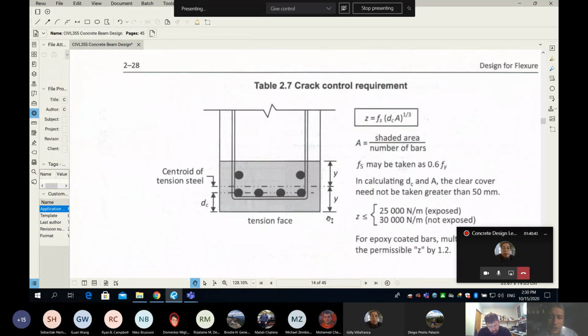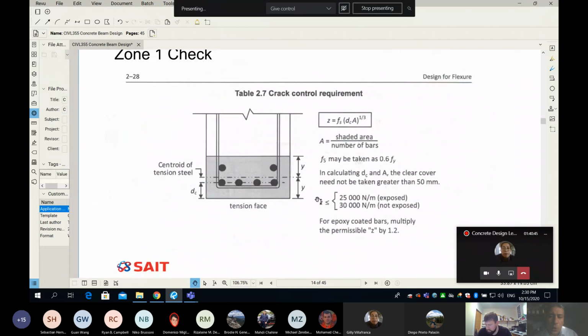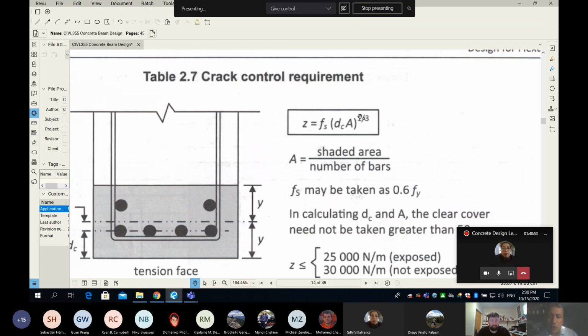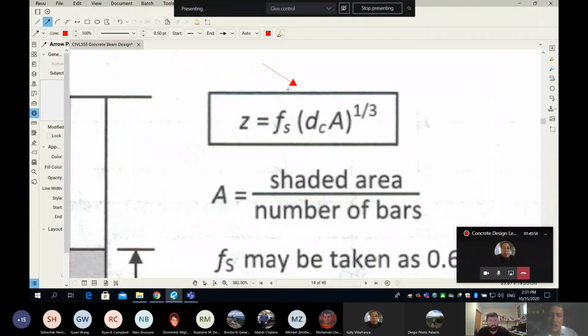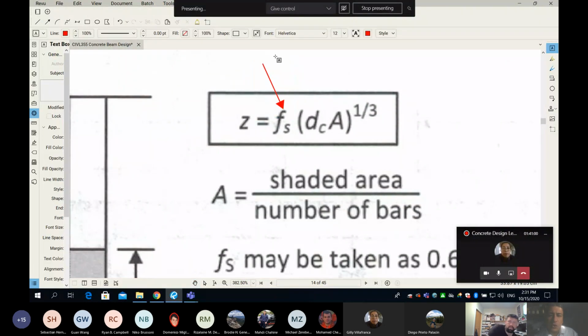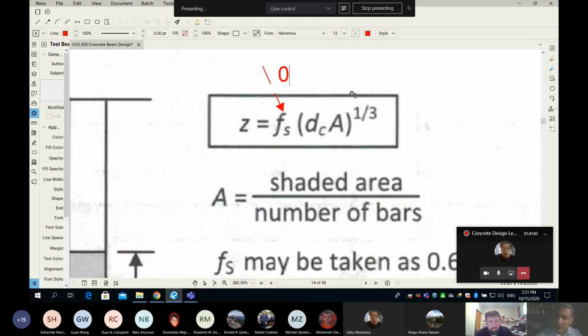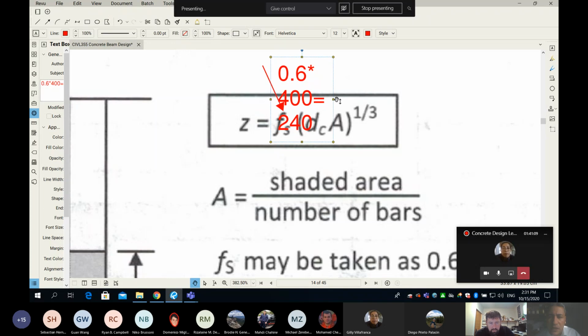You can see this is another table from the code, where you have a graphical representation to show you what A is and what D sub C is. Remember, here is my formula: Z is equal to Fs. This guy is very easy. It is equal to 60%, so 0.6 multiplied by 400, which is equal to 240 MPa. Very easy, very simple. All the time, your Fs is equal to 240 MPa.